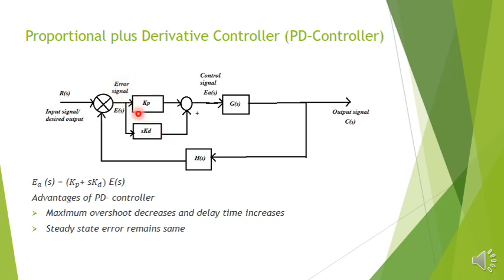The main advantage of this PD controller is that maximum overshoot decreases and delay time increases. So by using the PD controller, you can minimize the maximum overshoot, and delay time increases. And about the steady state error, it is not affecting the steady state error. Steady state error remains the same.